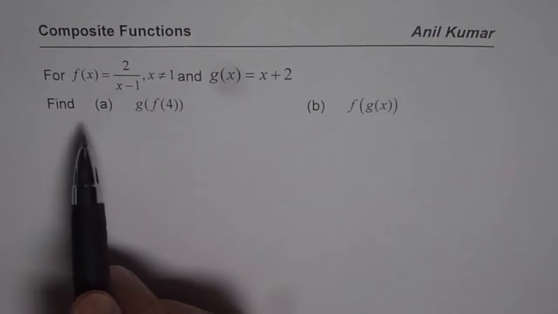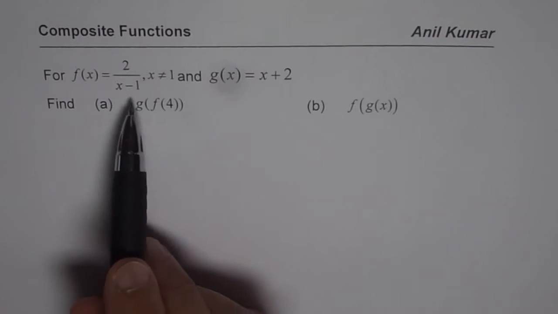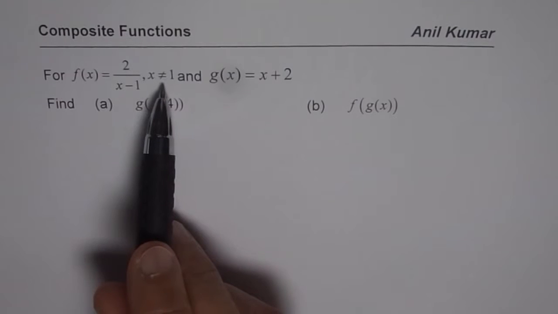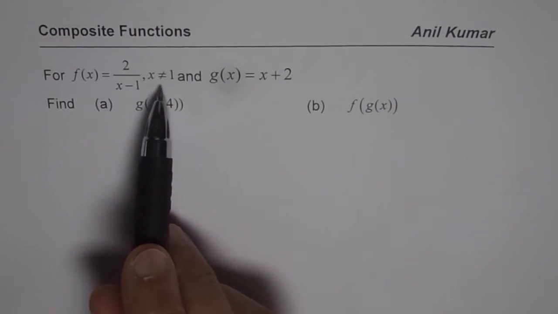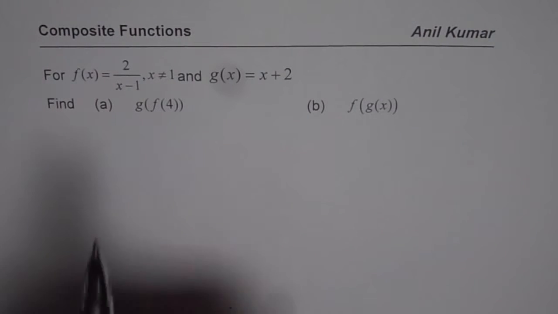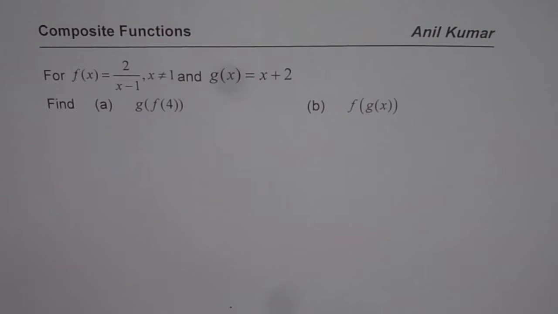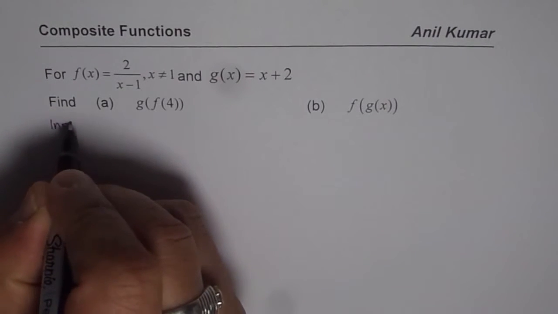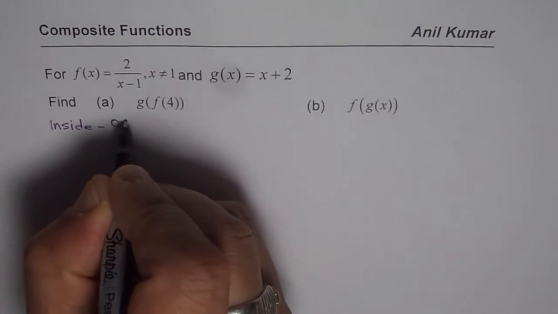So we'll begin with the very first one. And as you see, the domain has a restriction that it cannot be equal to 1, right? So we should keep a note on that. Now some of you can actually pause the video, answer the question, and then look into my solution. Now whenever you have a composite function, you should always start from inside out. That is the approach, right?